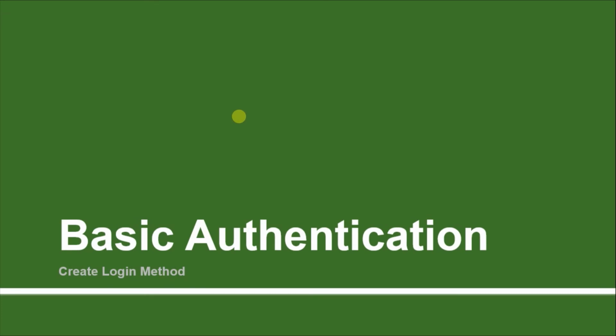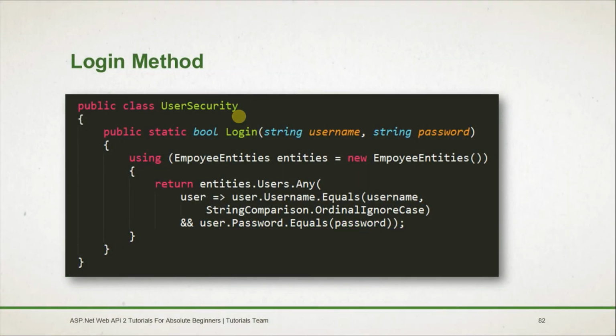In this session, we have created a new project of the Web API, created the new entity model, and added the entity model reference to our Web API project, and created a controller that will retrieve the list of employees based on the condition, as well as created a user security class which contains one static method, that is login, which takes the username and a password, and returns a boolean value based on whether the passed username and password are valid as per the database or not.